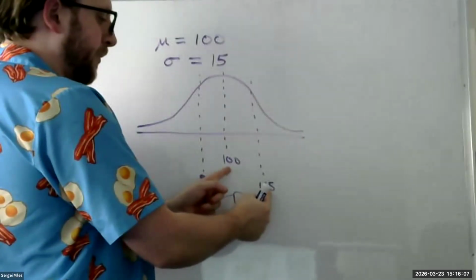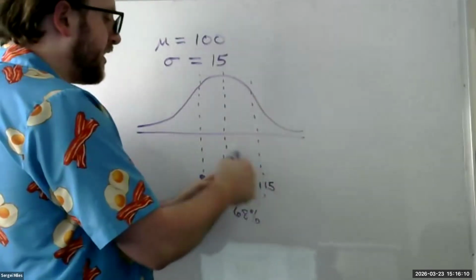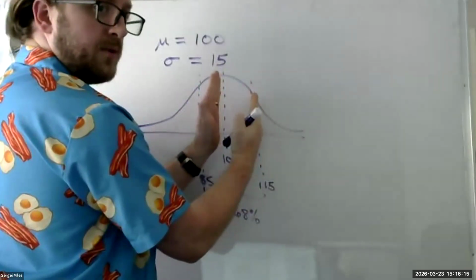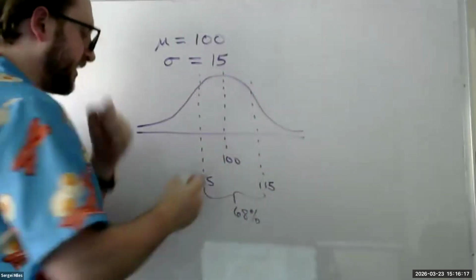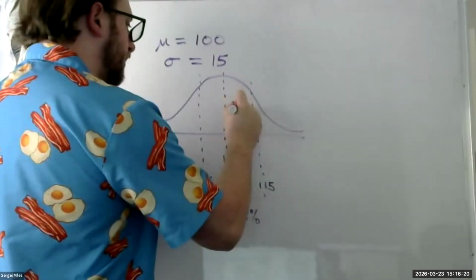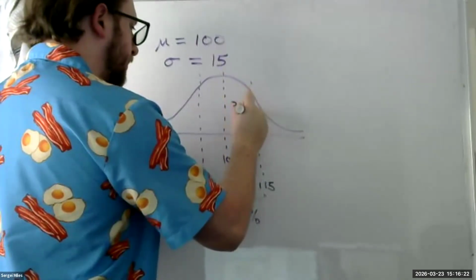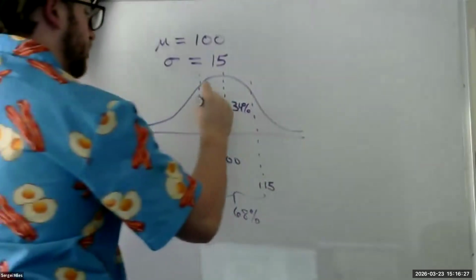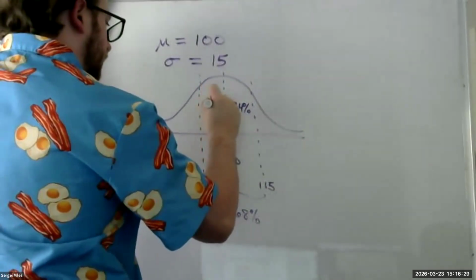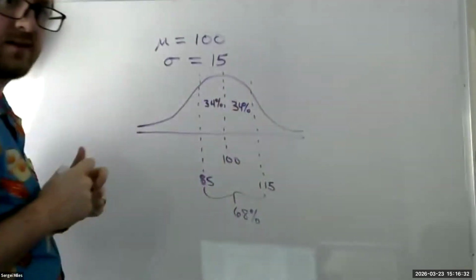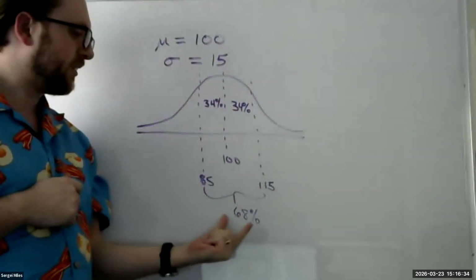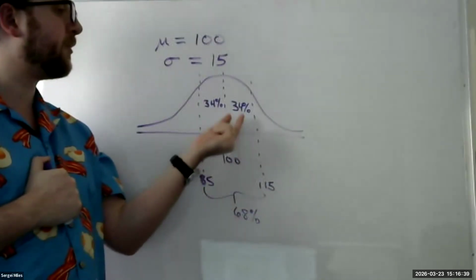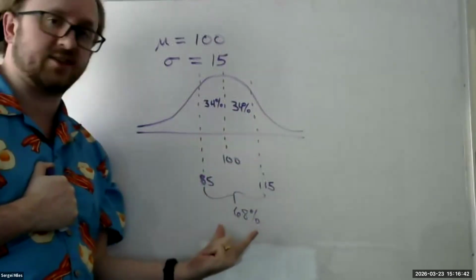What percentage of the population has an IQ between 100 and 115? Now I'm looking at a smaller window. Well, half of 68 is 34%. What percent of people have an IQ between 85 and 100? That's also 34%. So we can use the empirical rule to figure out some of these smaller regions to determine the percentage of the population represented by these regions.